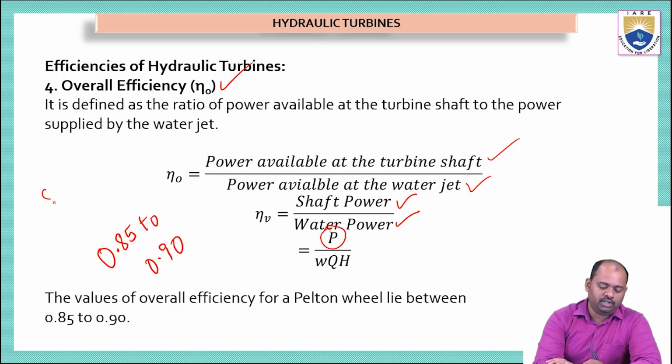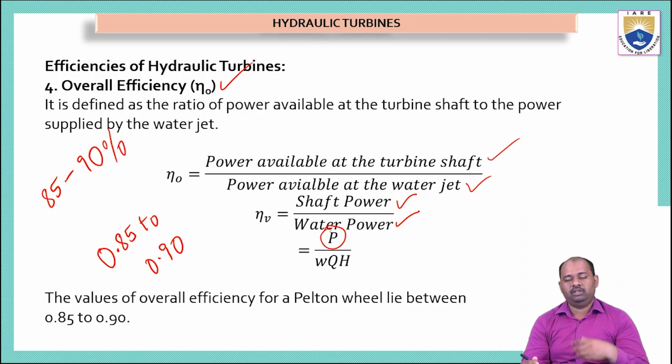That means it will stay between 85 to 90%. So we are losing around 10 to 15% of energy while the turbine is working, because energy may be lost in the pipe due to friction, in the bearing friction, mechanical losses, lots of things, because we have many moving mechanical elements. So the maximum efficiency is 90%.